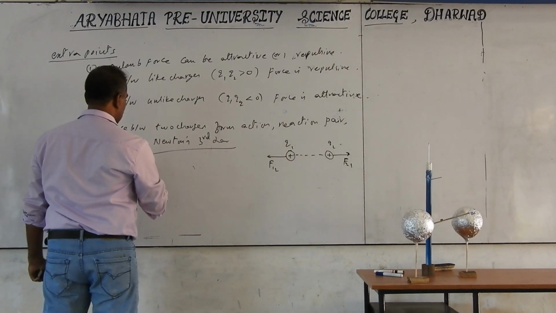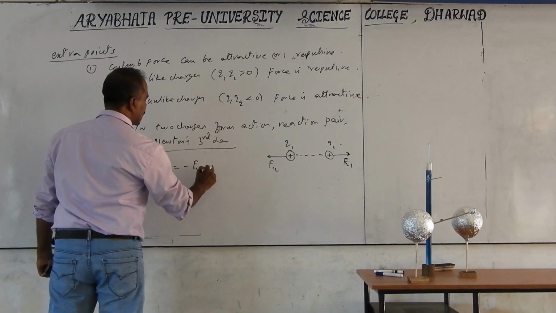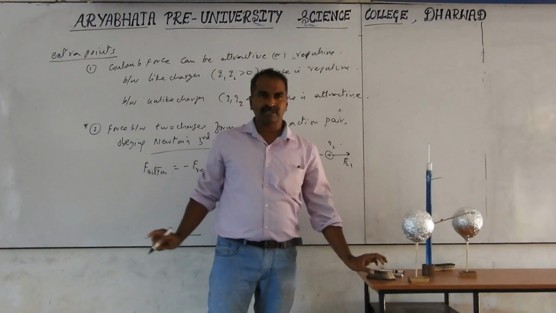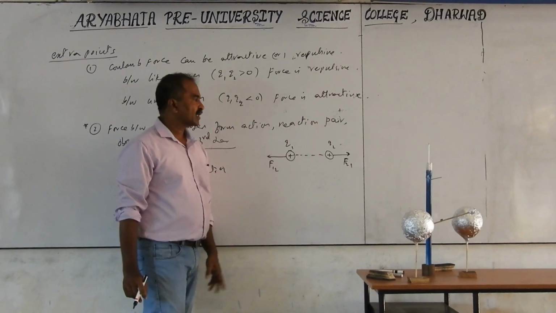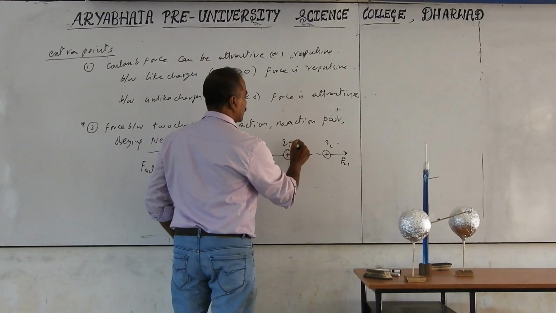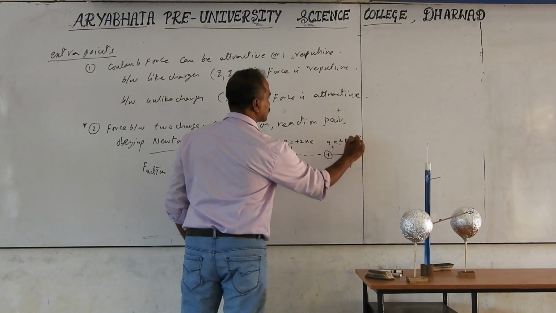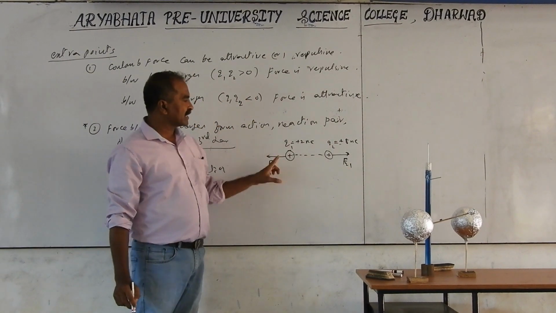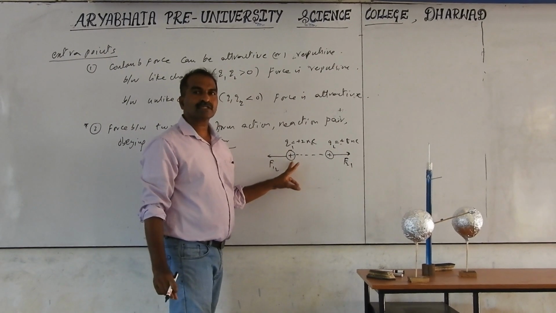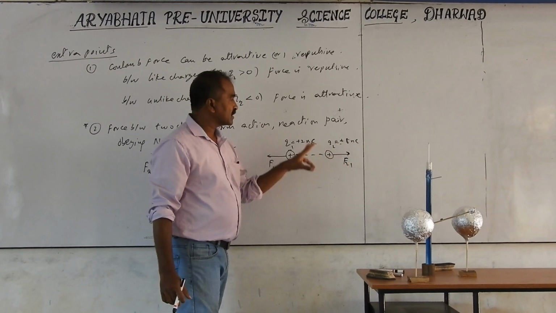Action force, F action equals minus F reaction, equal and opposite. Generally they ask questions not with formula symbols, but with values. Force acting on Q1, for example, I take Q1 as plus 2 nanocoulombs and Q2 as plus 8 nanocoulombs. They will say the force on Q1 is 5 newtons. What is the force on Q2?